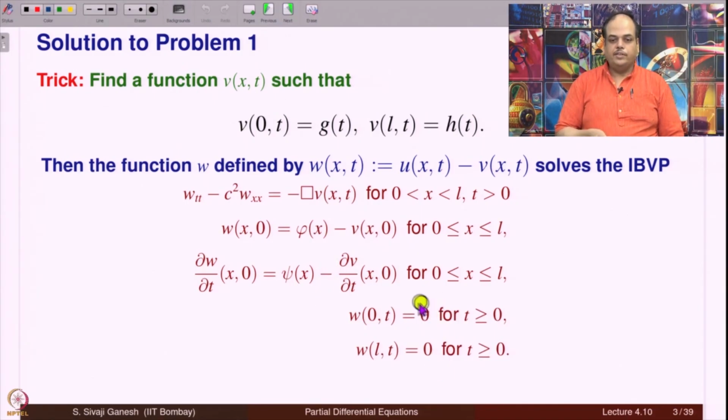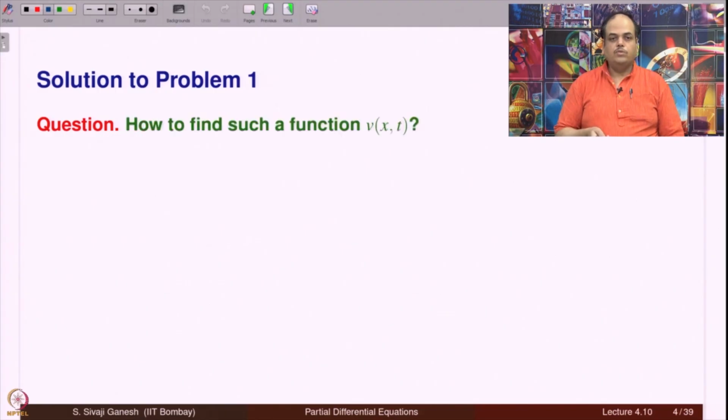The Dirichlet boundary conditions have become 0 because u should satisfy g, u(0,t) is g, but v(0,t) is already g, therefore g minus g will be 0. So, w(0,t) is 0. Similarly, w(l,t), if you plug in here, u(l,t) minus v(l,t), u(l,t) is supposed to be h and v(l,t) is h by construction, therefore the difference is 0. So, w(l,t) is 0. Now, the question is how do you find such a function v?